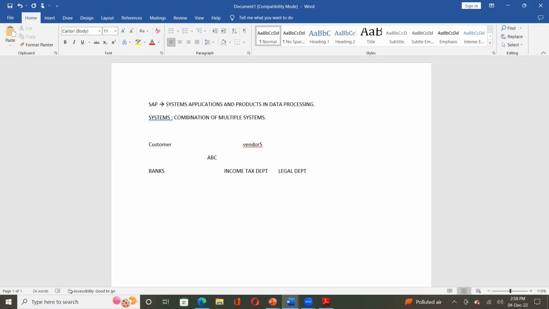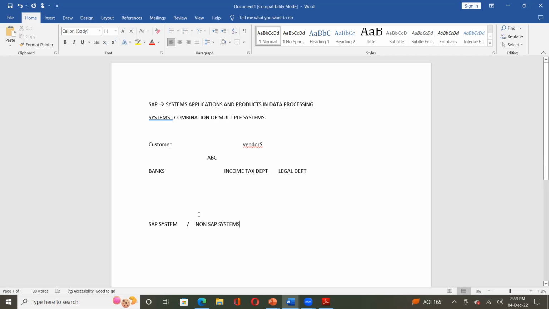Okay. So here SAP is capable of interacting not only with one system, it is capable of communicating with a number of systems. Systems are classified, as per SAP, into two different types. What is that? One is SAP systems, and the other is non-SAP systems.